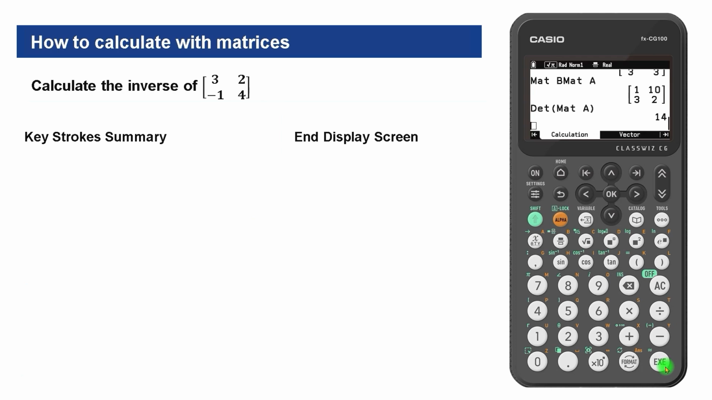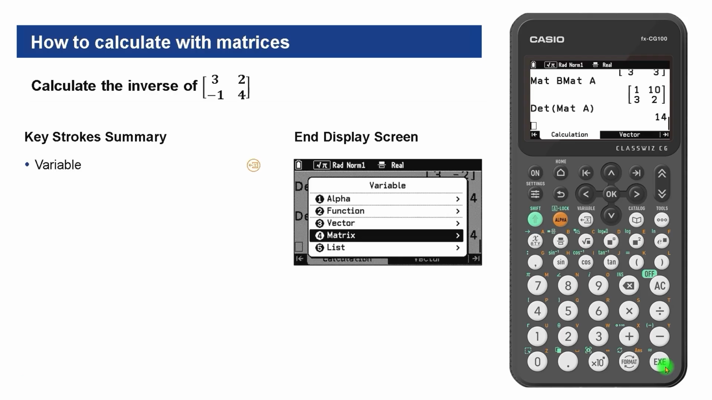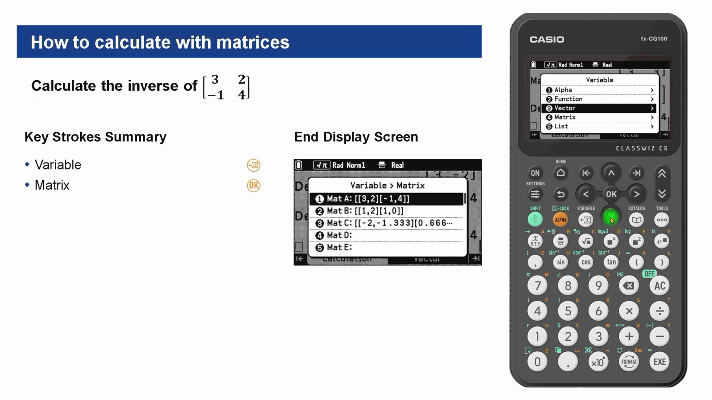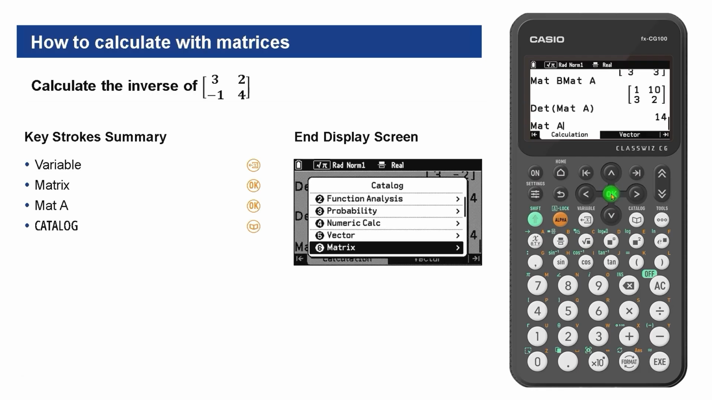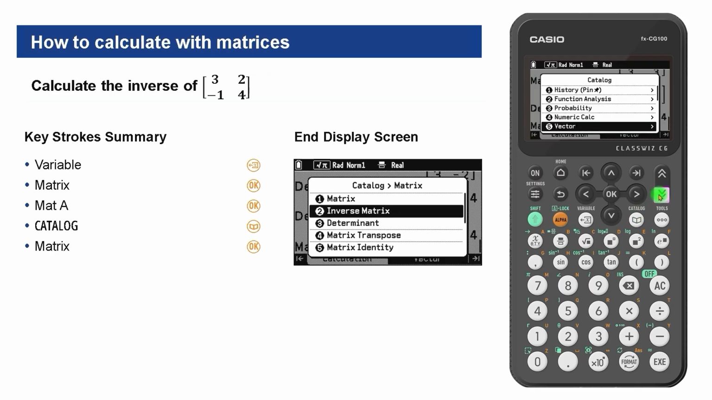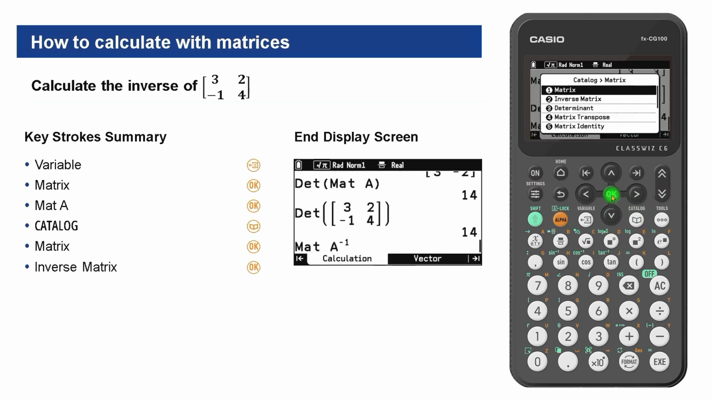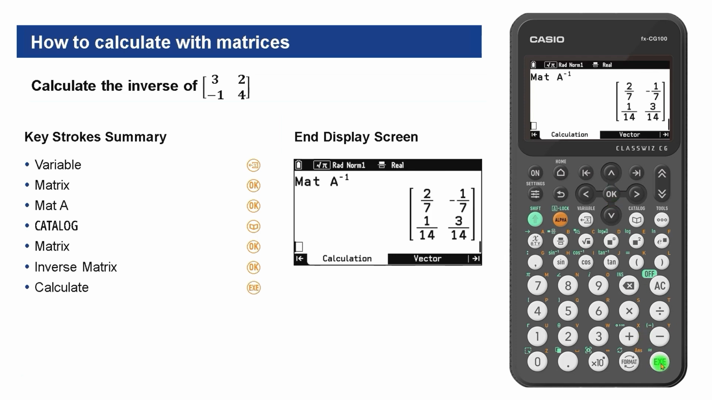Inverses of matrices can also easily be found. First, recall the stored matrix using variable and select matrix as before. Then recall matrix A. To calculate the inverse, press Catalog and matrix as before. Then inverse matrix to display the negative reciprocal notation. Execute to calculate and display the inverse matrix in standard format. Note that inverses of directly entered matrices can also be found.